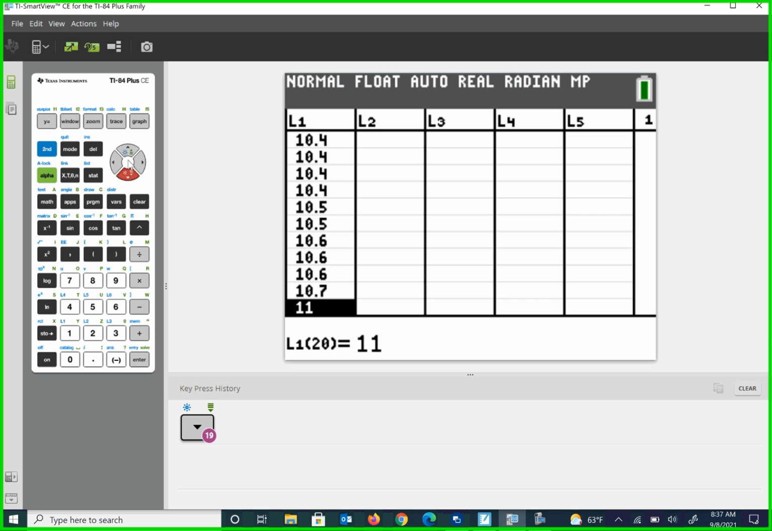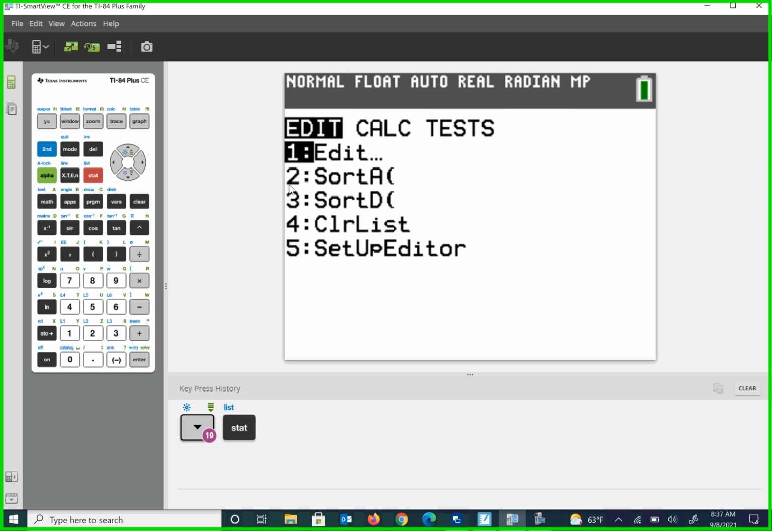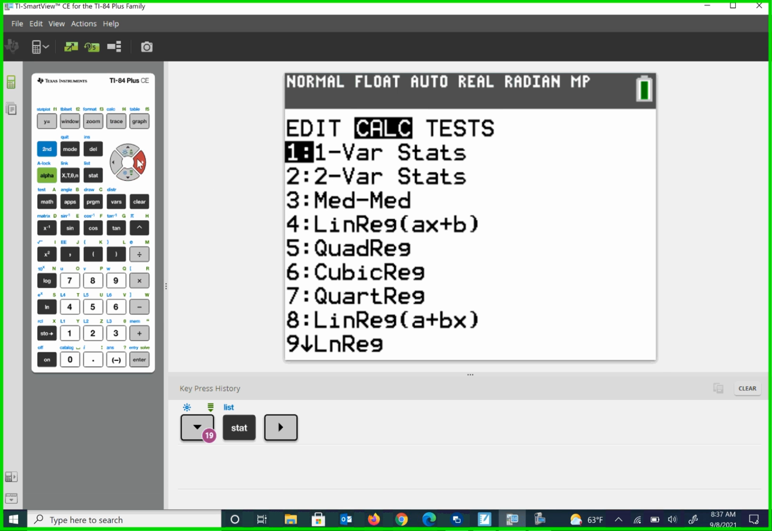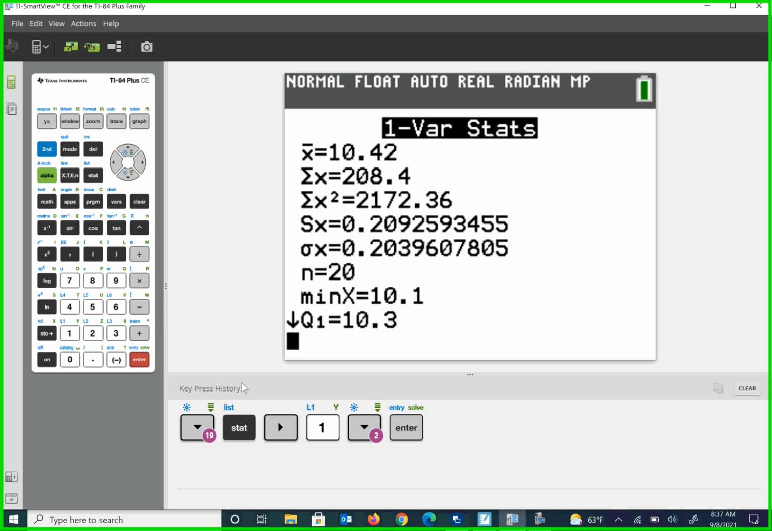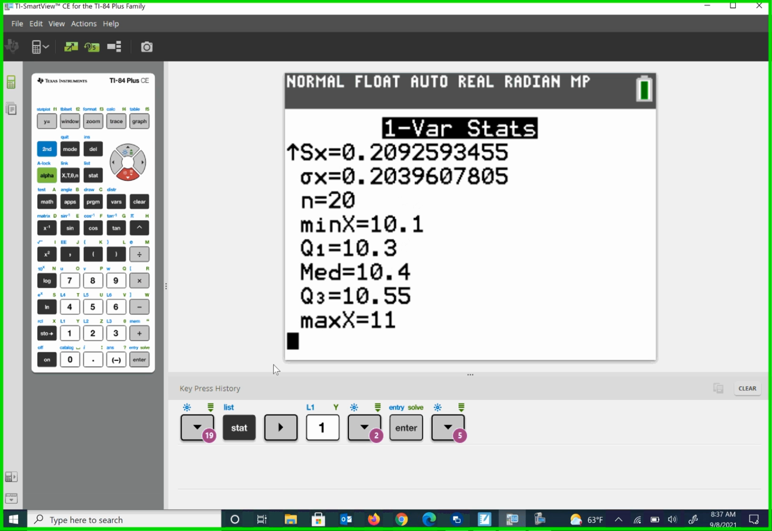But then once I have my data in, I go back to stat. I go arrow over to one variable stats. I want list 1, and then I'm going to calculate. And so let's see, it says calculate the range. Okay, so the range is the minimum score and the maximum score. So 11 minus 10.1. So that should be 0.9.